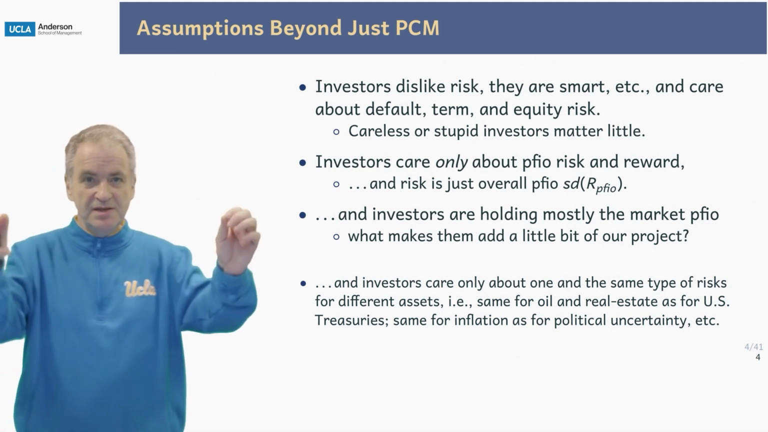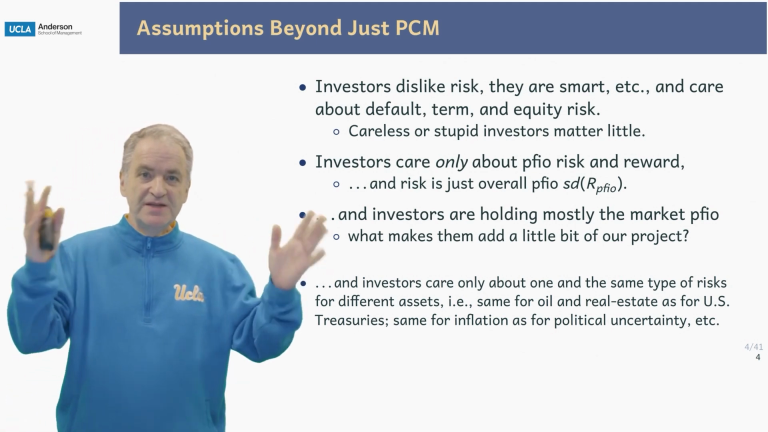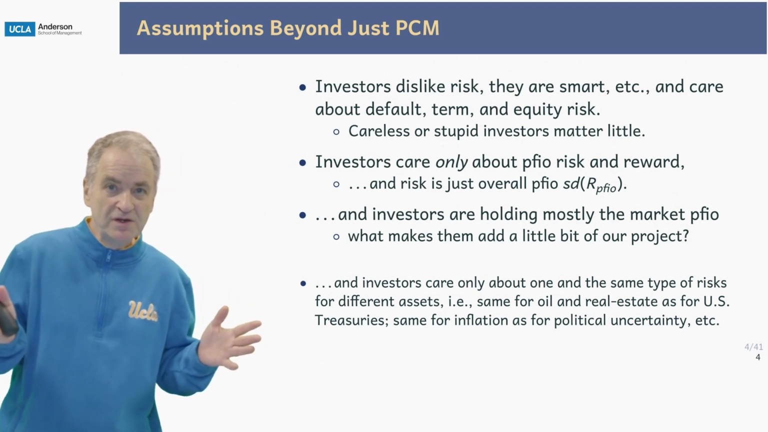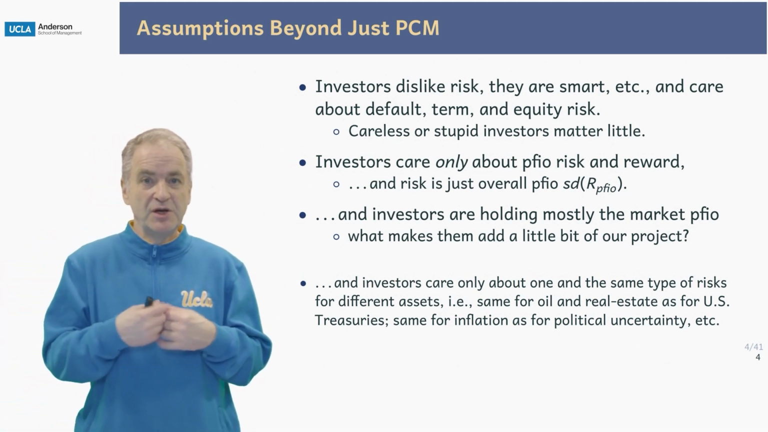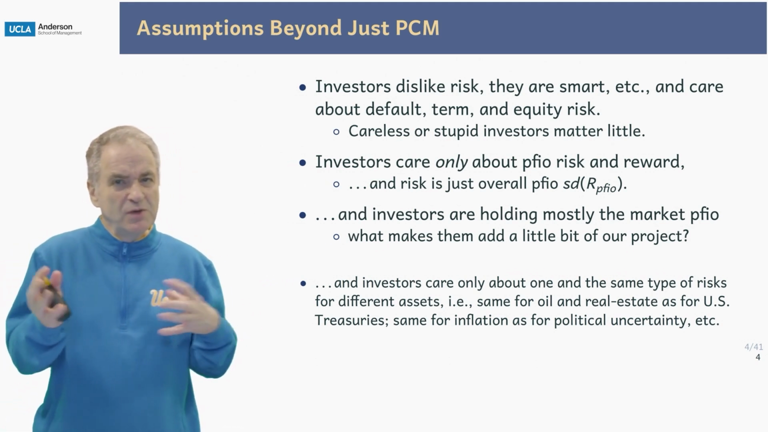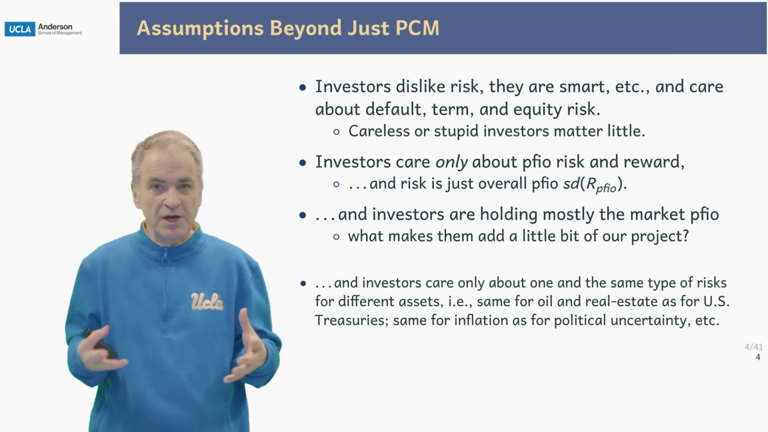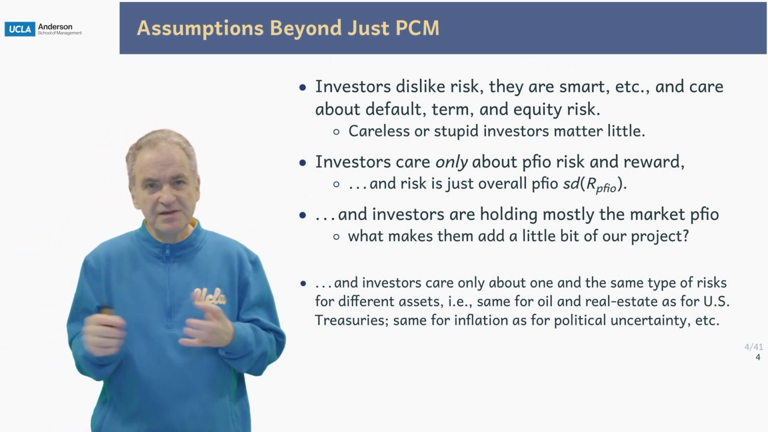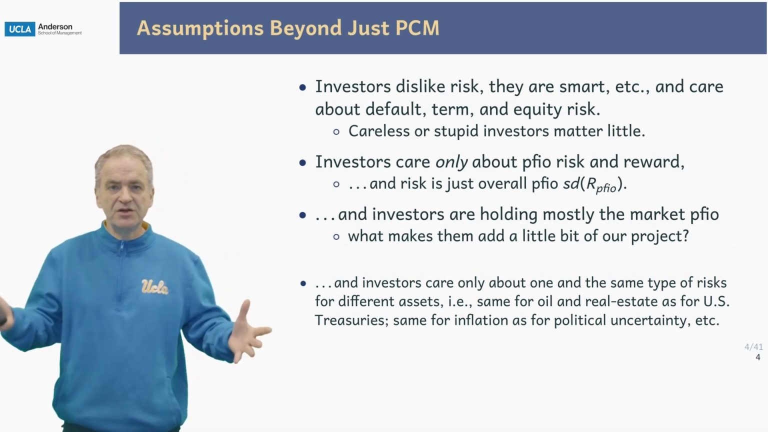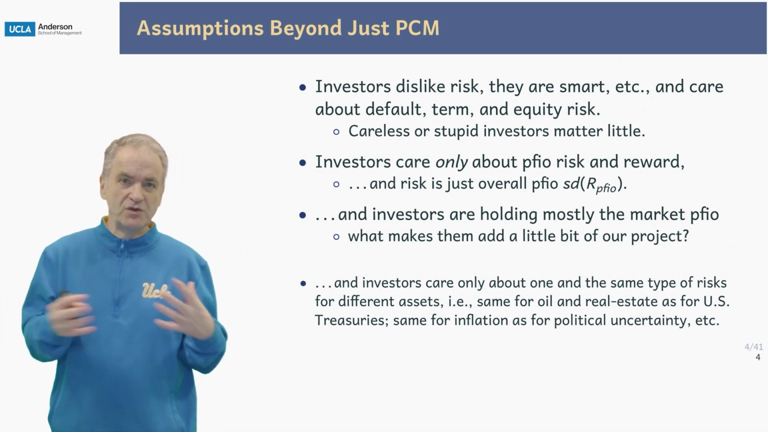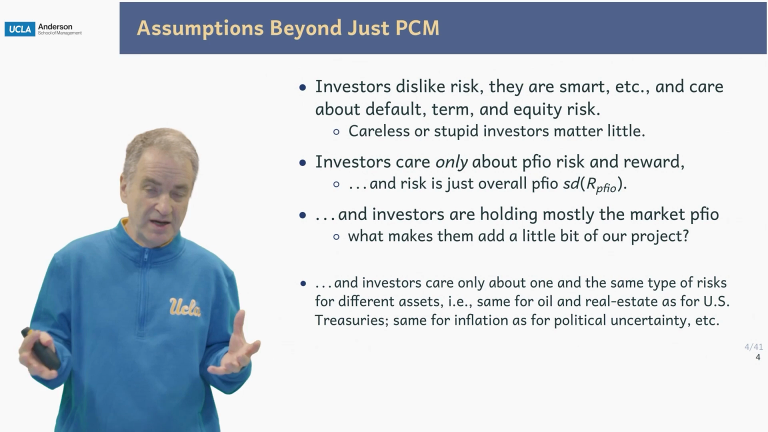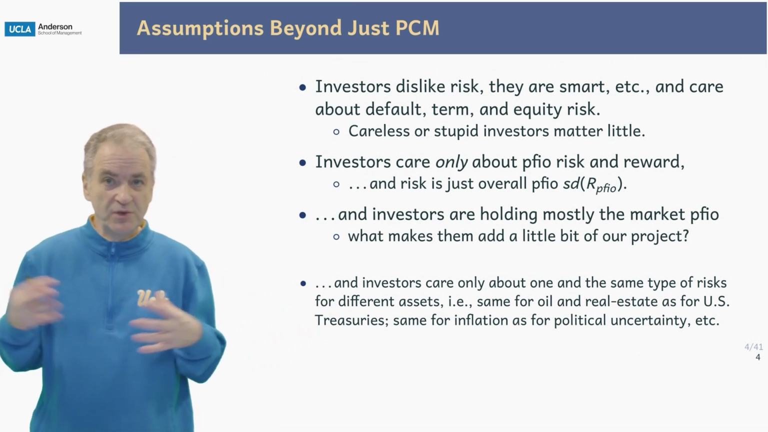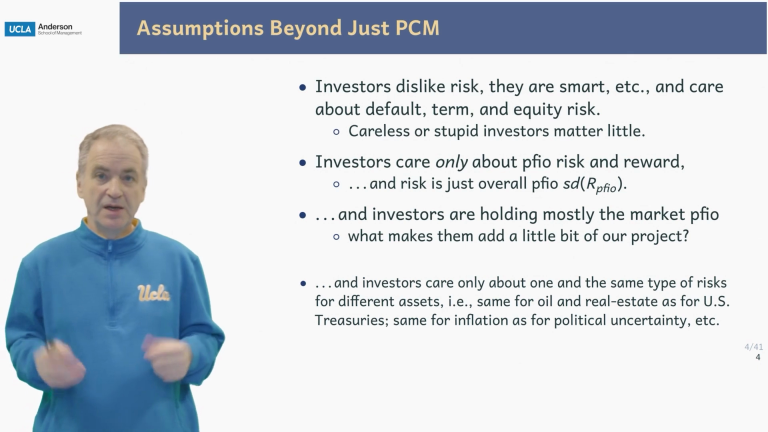So here are my assumptions. Investors dislike risk. They are smart. They care about default. They care about term, and they care about equity risk. And we're going to have some stupid investors in the market, but they are too small to matter. So the prices are more determined by large investors that are going to make sure that prices are not too far out of whack. Or if they were far out of whack, they would buy or sell in order to bring them back into whack.